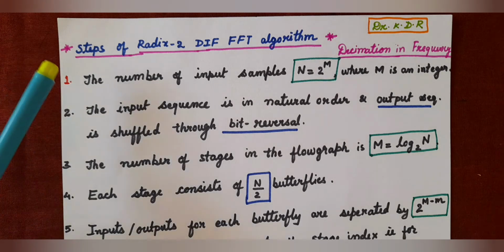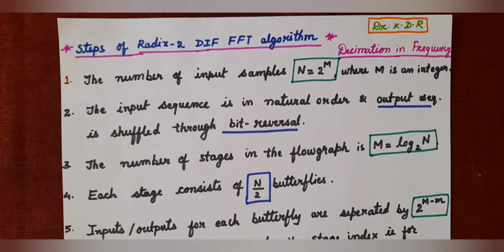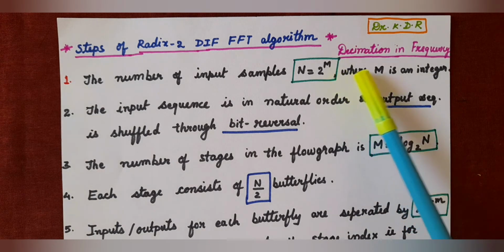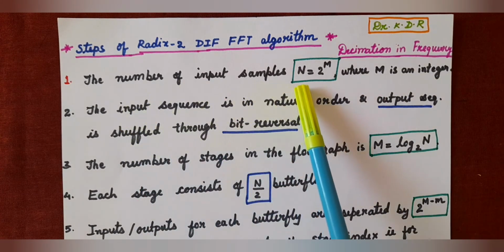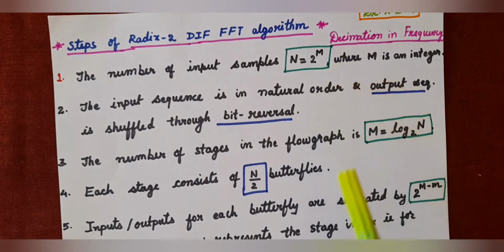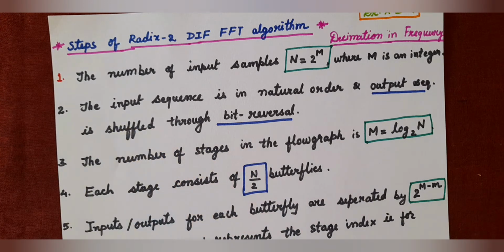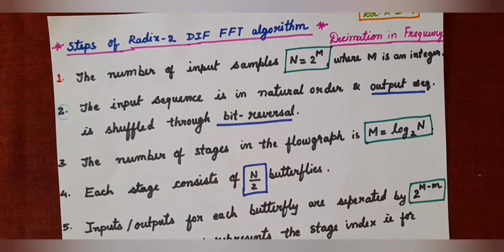The steps of radix-2 DIF FFT algorithm. The first step is the number of input samples capital N is equal to 2 to the power capital M, where M is an integer. The number of input samples capital N is to be represented in the form of 2 to the power of capital M. The second point is the input sequence is in natural order and output is shuffled through bit reversal.